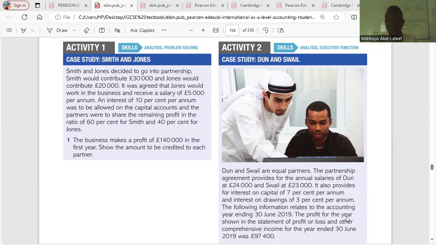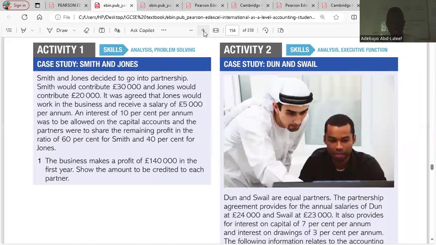So we have activity 1 to start with. It says Smith and Jones decided to go into partnership. Smith would contribute 30,000 and Jones would contribute 20,000. It was agreed that Jones would work in the business and receive a salary of 5,000 per annum. An interest of 10% per annum was to be allowed on capital accounts, and the partners were to share the remaining profits in the ratio of 60% for Smith and 40% for Jones. The business makes a profit of 140,000 in the first year. Show the amounts to be credited to each partner.